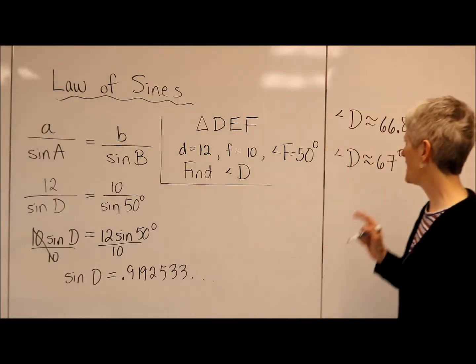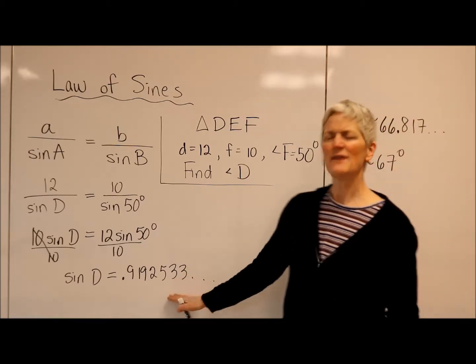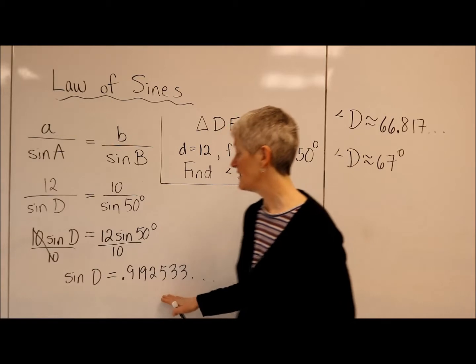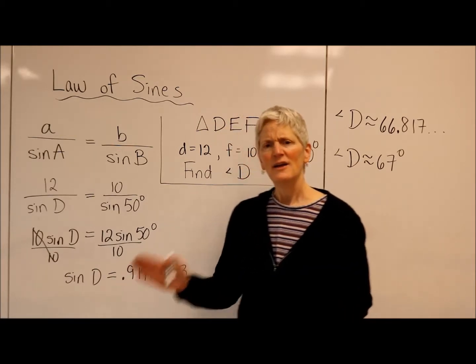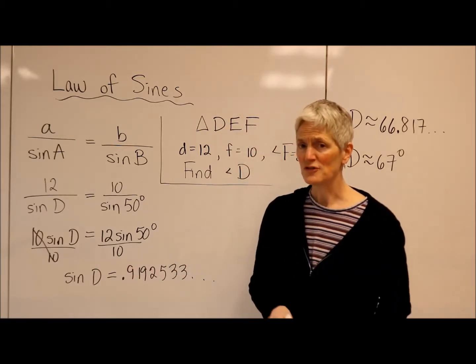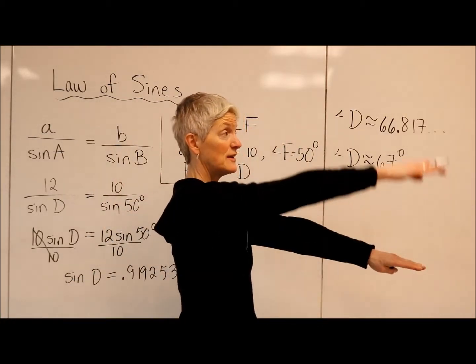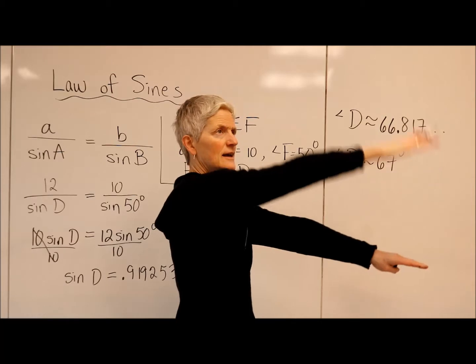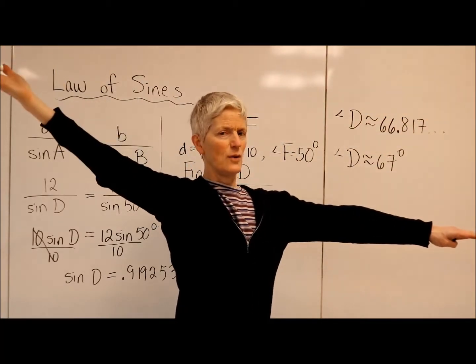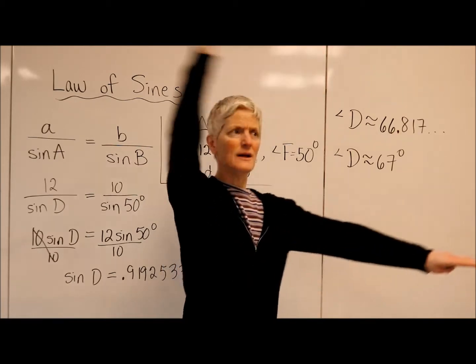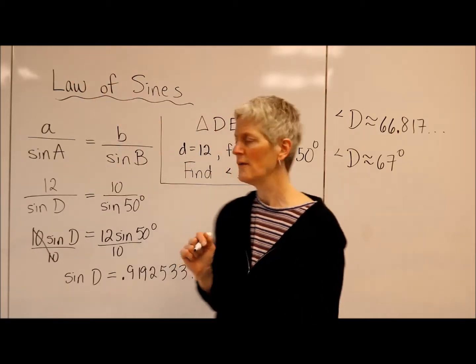No. Because whenever you know the sine of an angle and you're finding the angle, you always have multiple options. Sine, if I go back to my unit circle, is positive in the first quadrant. It's also positive in the second quadrant. There could be a second possible angle that might work.